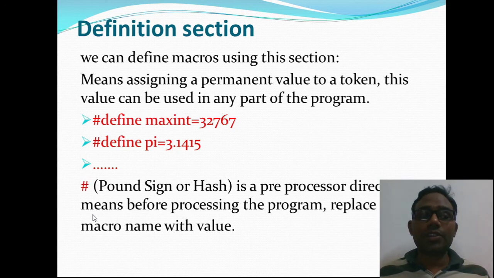Let us see the next section, that is the global declaration section. Now I'm having functions in my program. A function is a group of statements: you group a set of statements and give it a name. In that, if you declare a variable, it is called a local variable. If you have more than one function, you can declare the variable outside main, and then it is called a global variable. Global variables are declared inside the global declaration section.